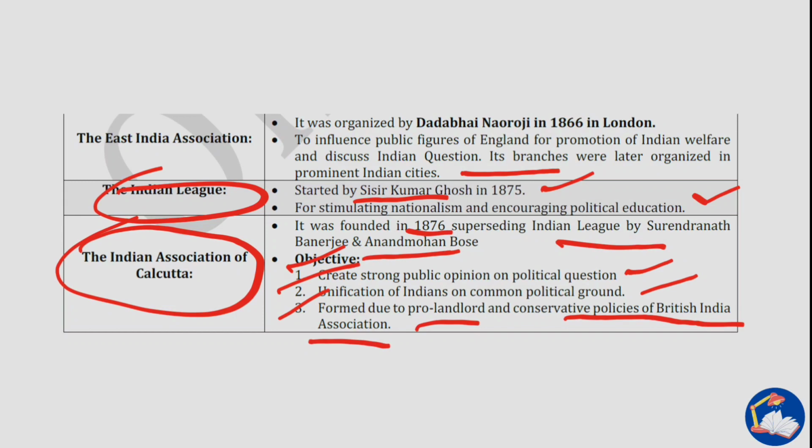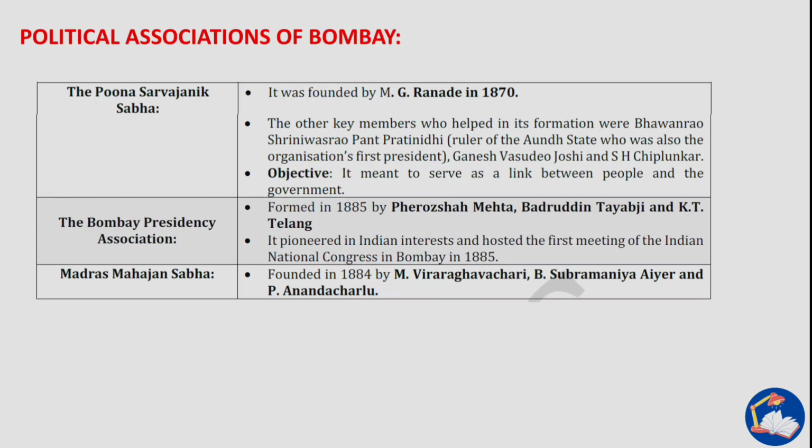So these were actually formed on the basis of the pro-landlord and conservative policies of British India Association, which we discussed in the previous slide. It also aimed at creating a strong public opinion on political questions, and also the unification of Indians on a common political goal. But it was limited to Calcutta. So after Calcutta, now we will be looking at what were the political associations of Bombay.